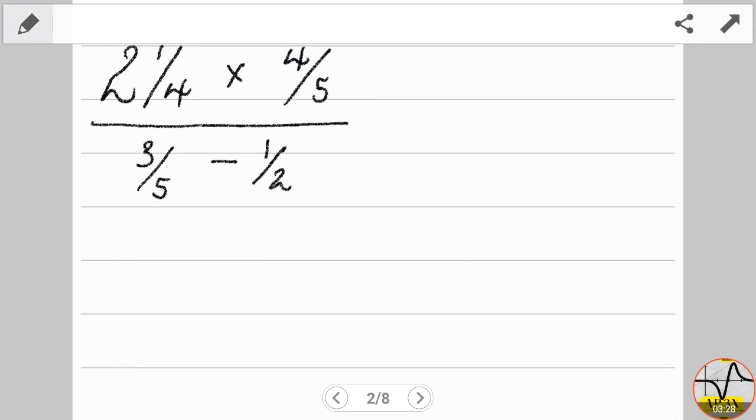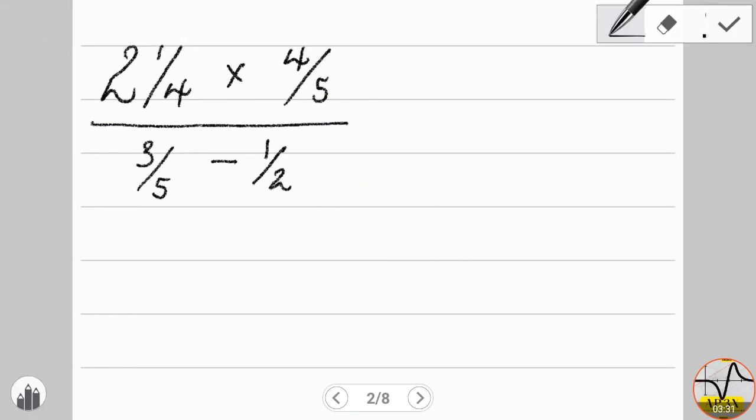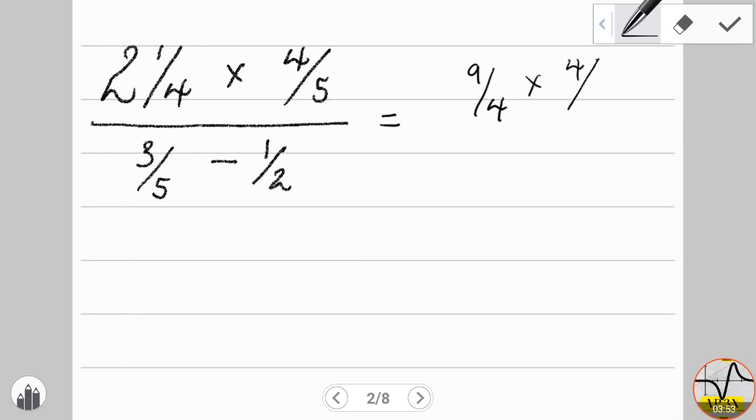And we're looking at multiplication and subtraction of fractions. And we start this question off by simply going ahead to do all our conversion. So 4 multiplied by 2 is 8. 8 plus 1 is 9 over 4. Then we're going to be multiplying this by 4 over 5. Okay, so there's not much to do here. And then we're going to go ahead and divide this by 3/5 minus 1/2.